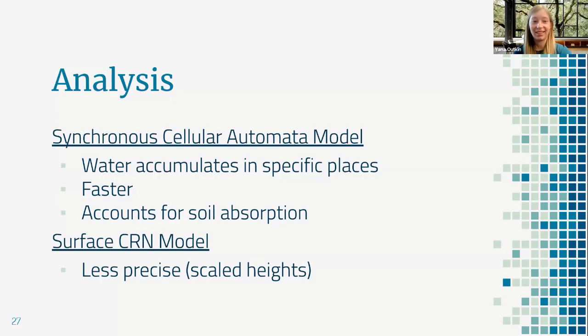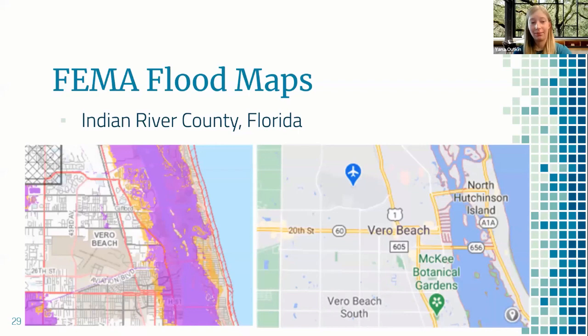Okay, so validating results. To validate the results of the more accurate second approach, I compared the results of the simulation to available FEMA flood maps. So I didn't find FEMA flood maps for New Mexico, so I used the flood maps available for Florida. Florida has many rivers, and the properties along the rivers have a high chance of becoming flooded.